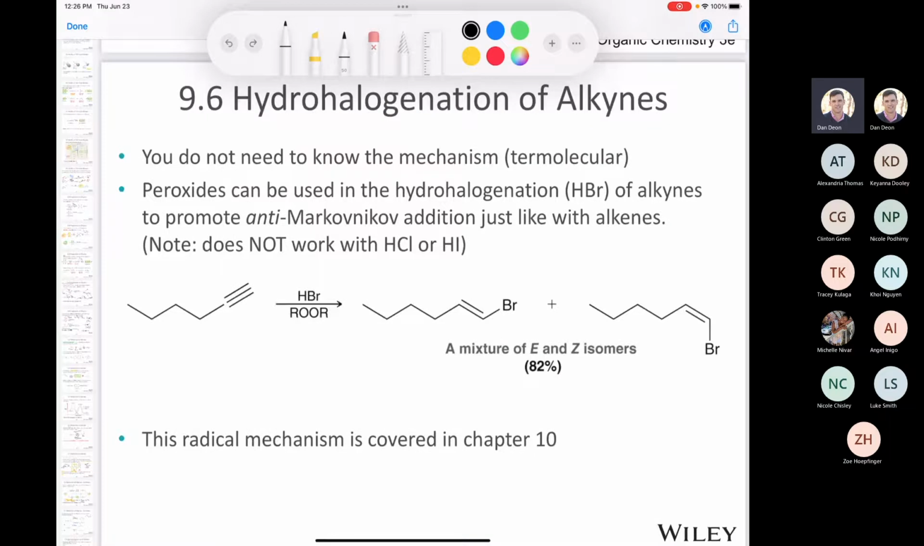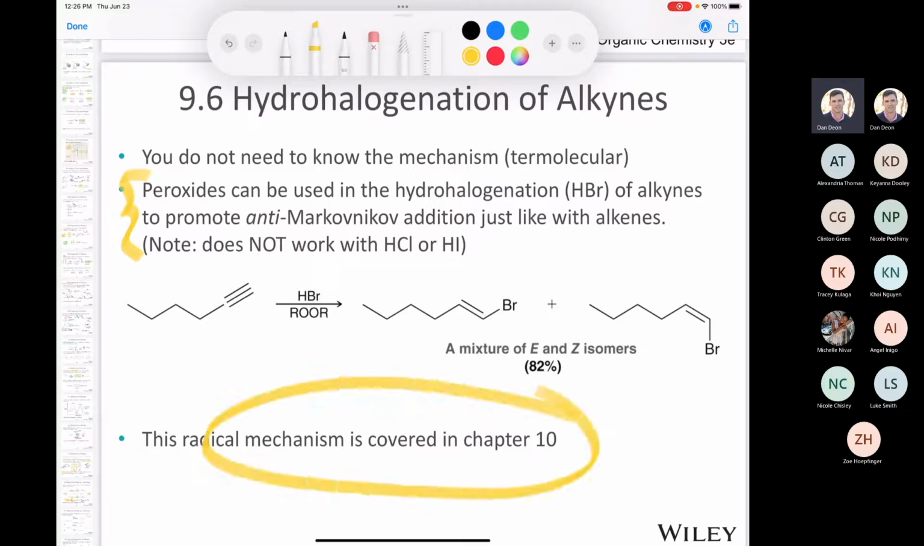What I was trying to say before I interrupted myself was if you want to do the anti-Markovnikov addition of HBr across a triple bond, it can be done. It's totally doable. It's just the same old HBr and peroxides, except you get a mixture of E and Z. Again, I'm not going to quiz you on this mechanism because we're going to cover it in detail in chapter 10. If you remember back in chapter 8, when I first brought up peroxides and HBr, I told you that it was a radical mechanism. And again, we cover radical mechanisms in detail in chapter 10. So we'll reveal all the stuff there.